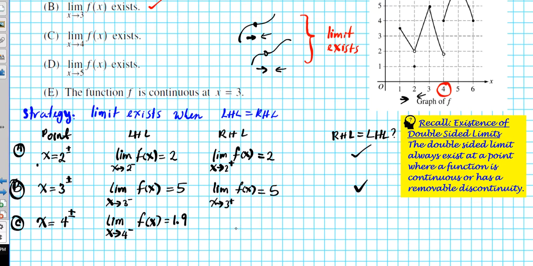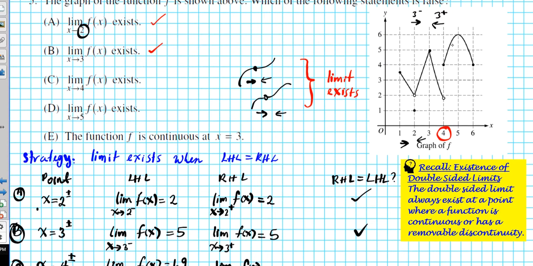Now let's approach 4 from the right. What is the right hand limit? Limit as x approaches 4 from the right of the function. Now you notice there is a jump. We have a different function now. We're now looking at this function that looks like a parabola. What is the y value of the point that you're approaching here? The y value is 4. That's the right hand limit.